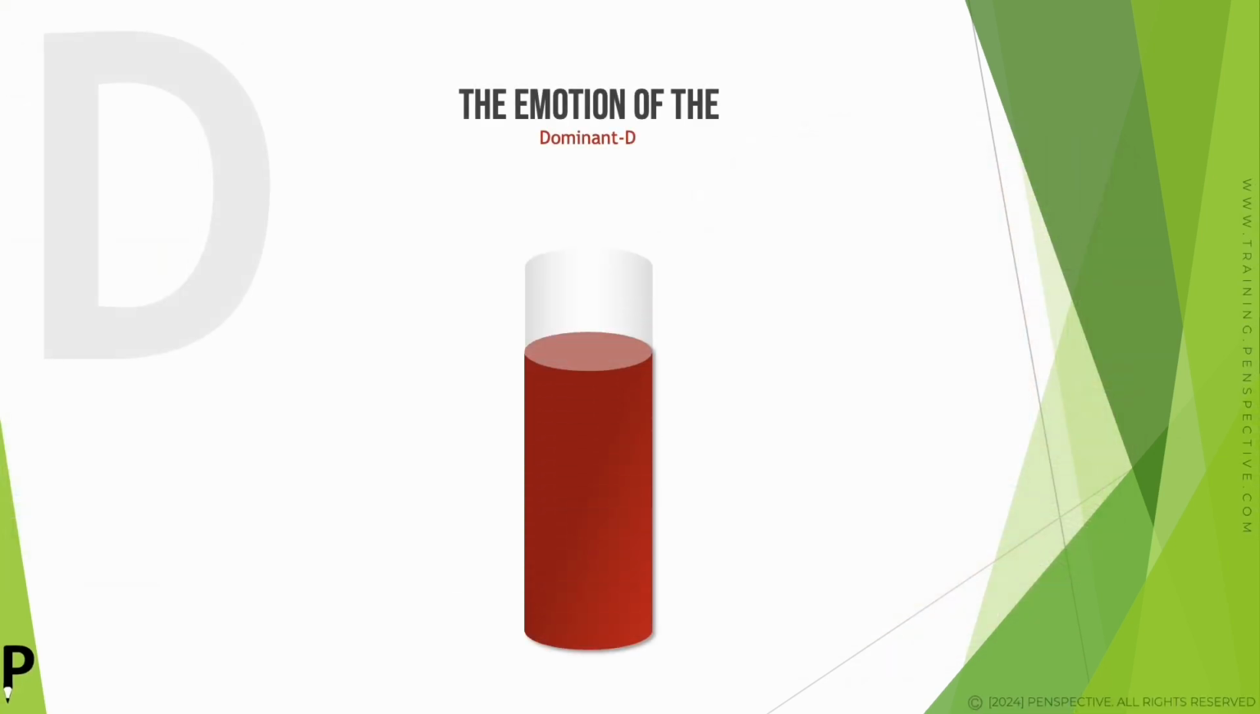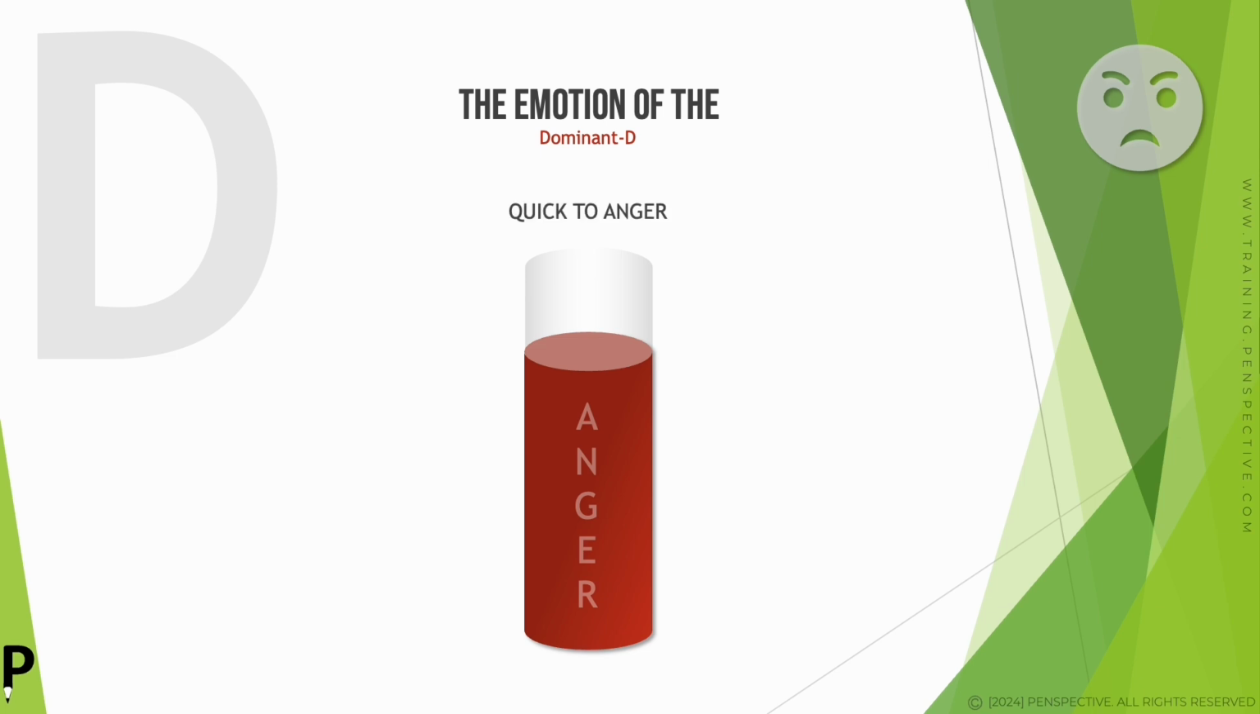The emotion associated with the D factor is anger. Individuals with a dominant D tend to exhibit a quick temper and have a short fuse. In other words, they are easily provoked and may display anger rapidly. The intensity of this anger serves as a key indicator of the individual's D factor level.